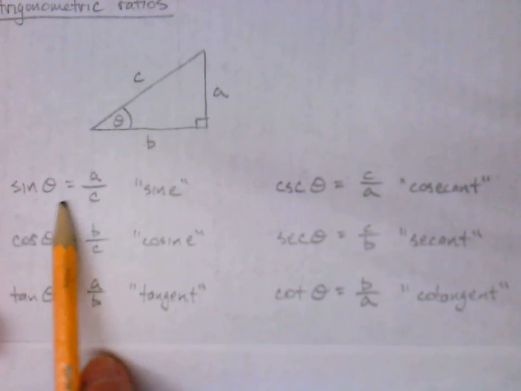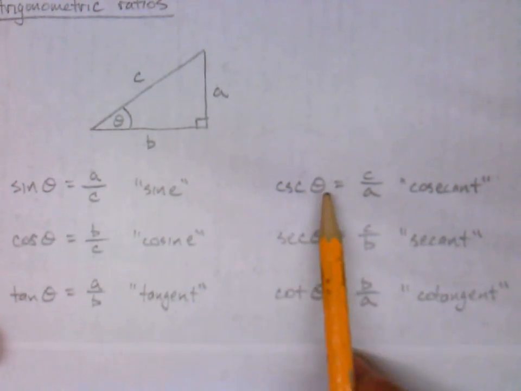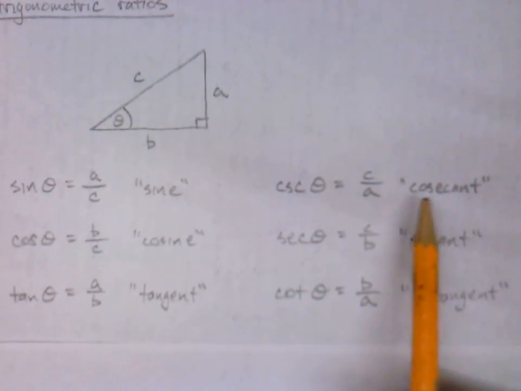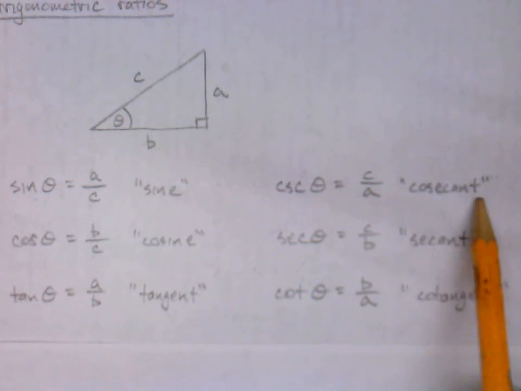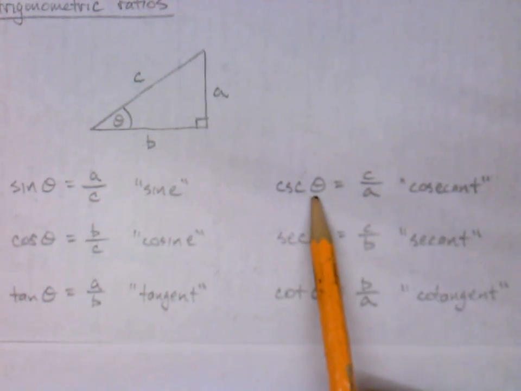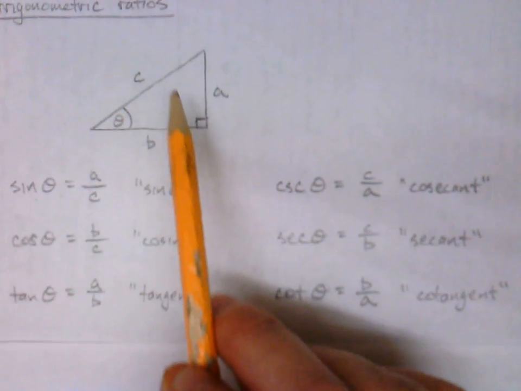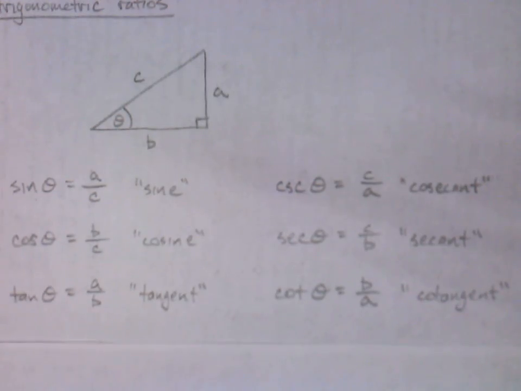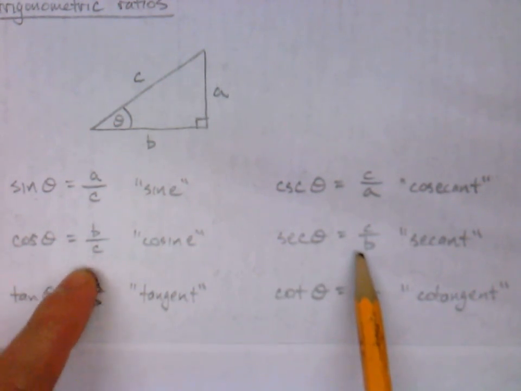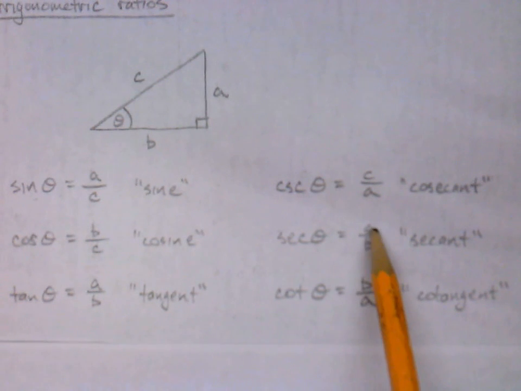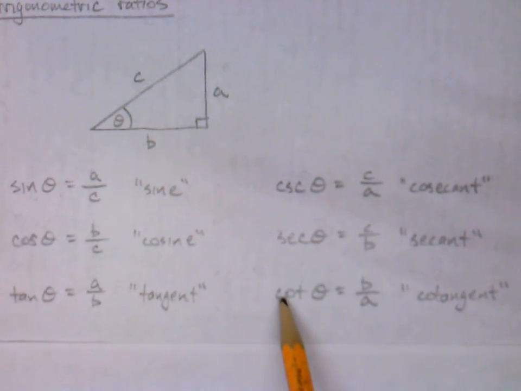So where the sine of theta is A over C, now this one, and hopefully you can see that full name, it's called the cosecant of theta. We flip it over, it's C over A. Next up is secant theta, and it's cosine flipped over, C over B. Finally, cotangent, COT theta, is B over A, the reciprocal of tangent.